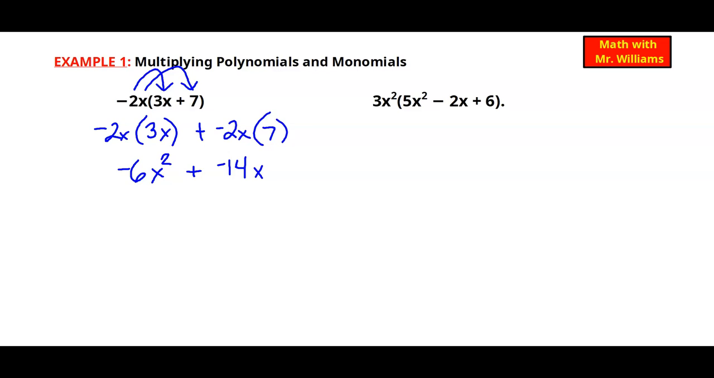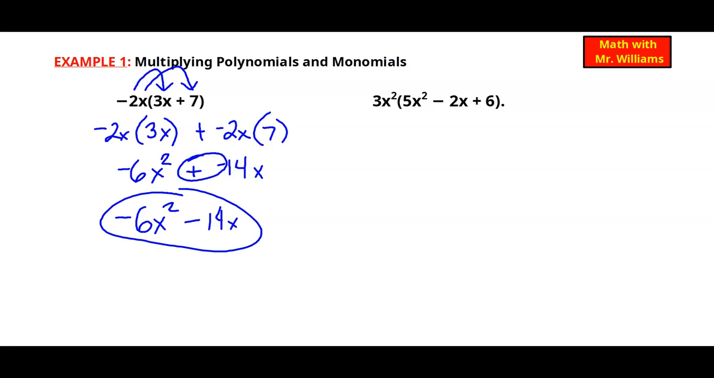At this point, we can go ahead and change this because we cannot have a plus and a negative next to each other, especially in a computer. So we're going to rewrite this as its opposite. We have negative 6x squared, and instead of plus a negative, we're just going to make this minus 14x for our final answer. All right, on to the second one.